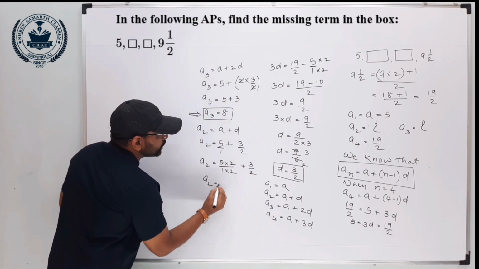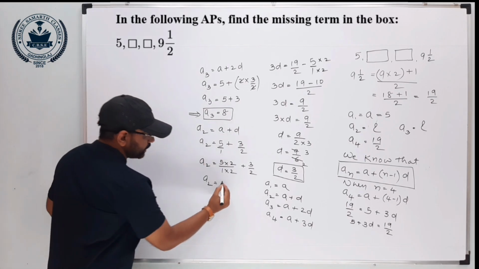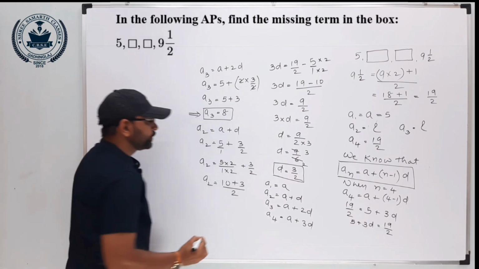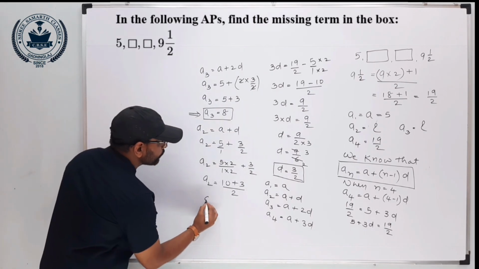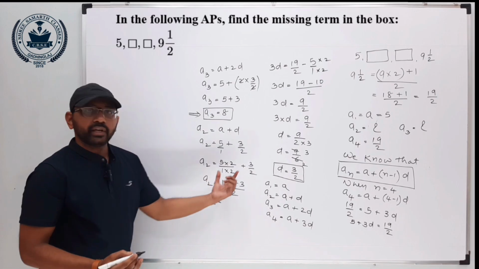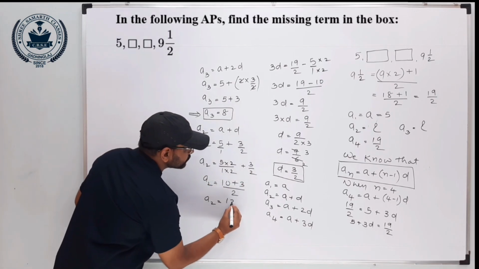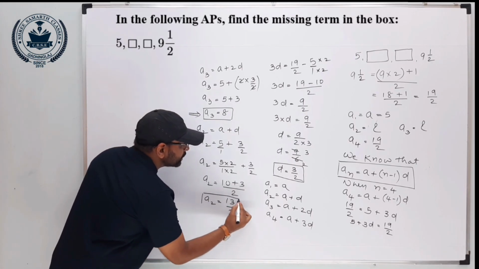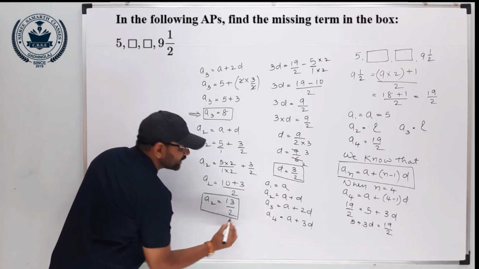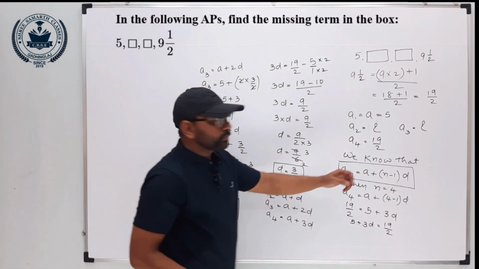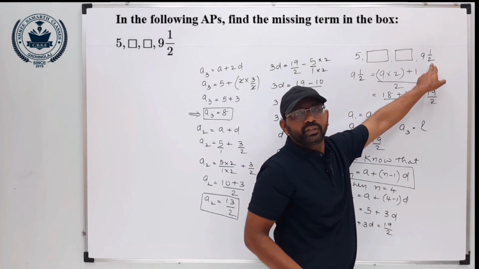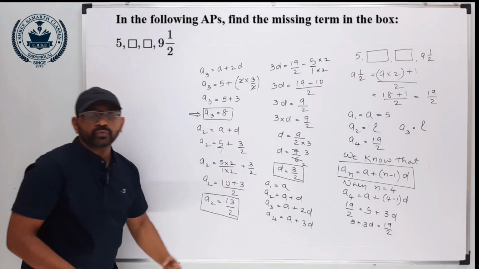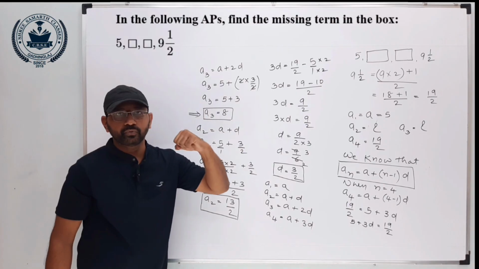So a2 is equal to 5 twos are 10, so 10 plus 3 whole divided by 2. Okay. Next, a2 is how much now? 10 plus 3, 13. 13 upon 2. So this is considered to be the calculation or the value of the second term. But in the question, the fourth term is given in the form of a mixed fraction. So convert this particular improper fraction into a mixed fraction.